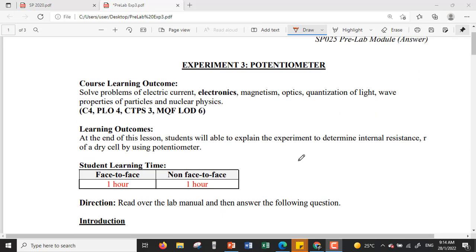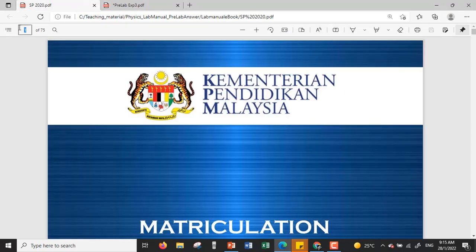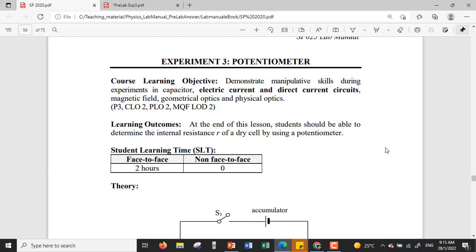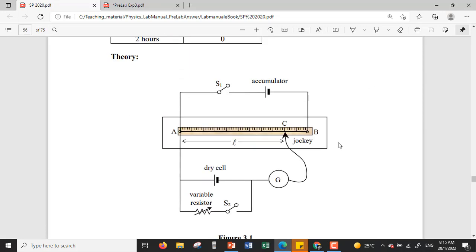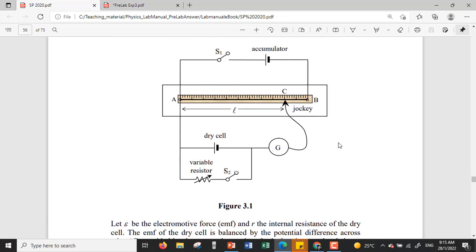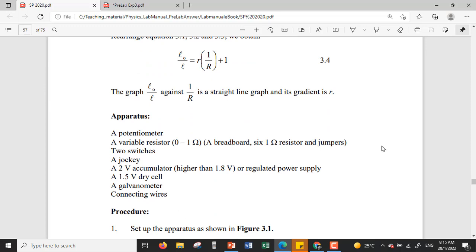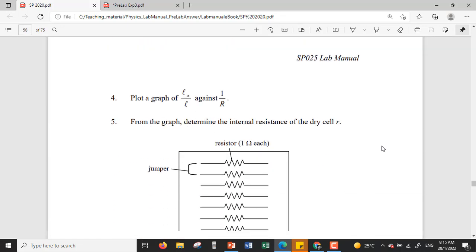Before we discuss the questions, in order to understand the experiment, you might read over the lab manual. You might go to page 56 and read through the experiment on the potentiometer: the objective, the theory, the circuit that we are going to set up, the apparatus we are going to use, and also the procedure for this experiment.